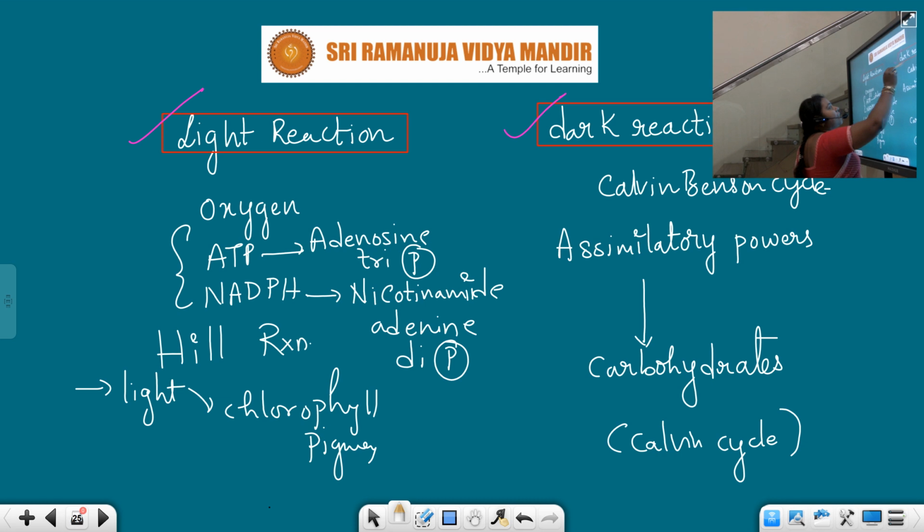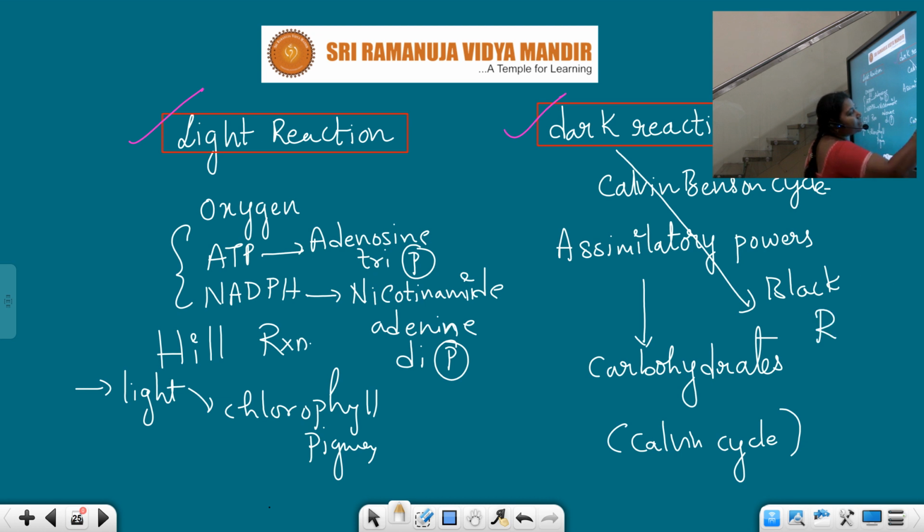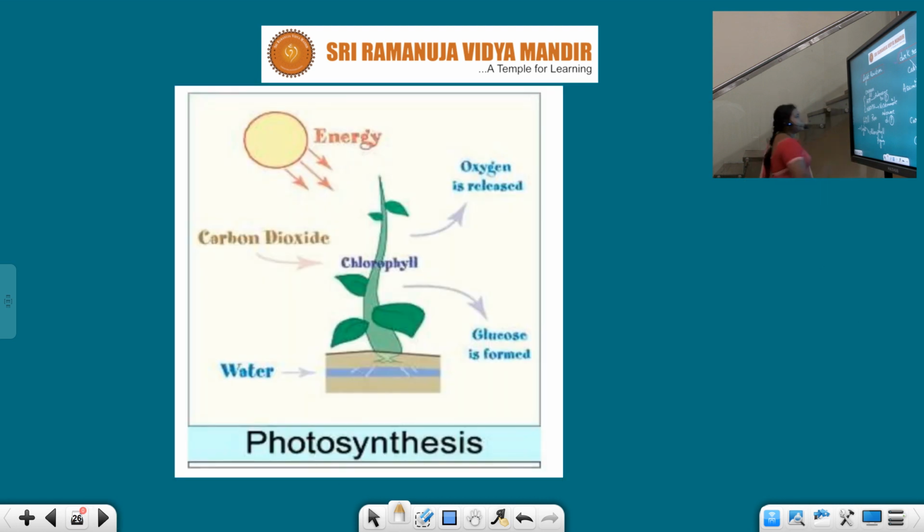Students, this dark reaction is also known as Blackman's reaction. The other names you should also remember: the light reaction is also called the Hill reaction, and the dark reaction is also called Blackman's reaction. These reactions were first discovered by Mr. Calvin, Melvin Calvin and Benson, so we call this cycle the Calvin cycle. This is about the light reaction and the dark reaction.